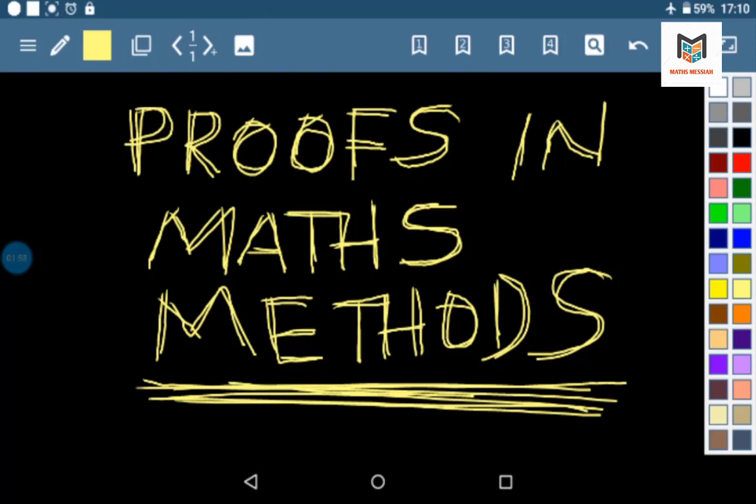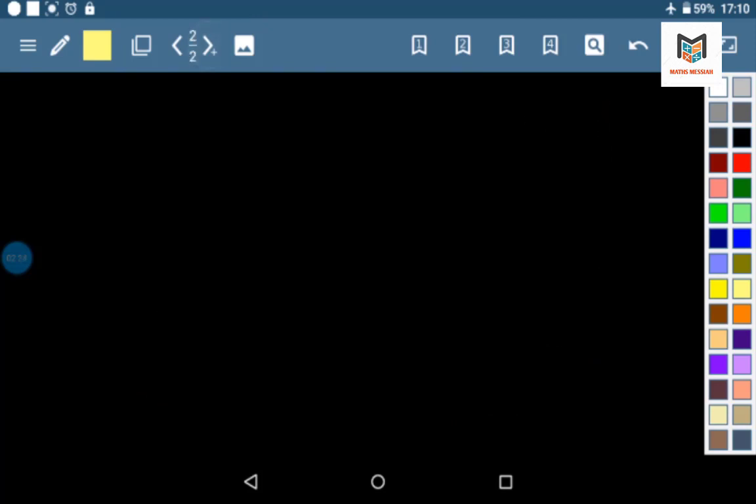In today's lesson, we are going to discuss the proofs in math methods. In math methods, we have a lot of proofs. So let's look at our first proof. Why is it that every number raised to the power 0 is equal to 1? So let us use numbers to prove.